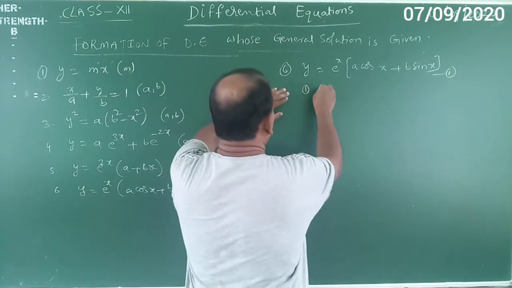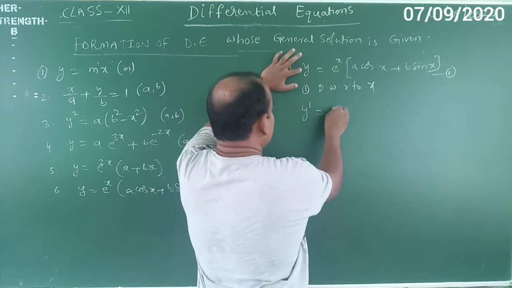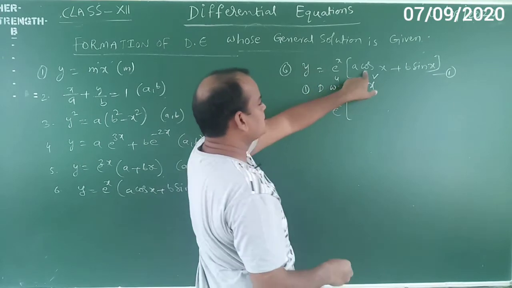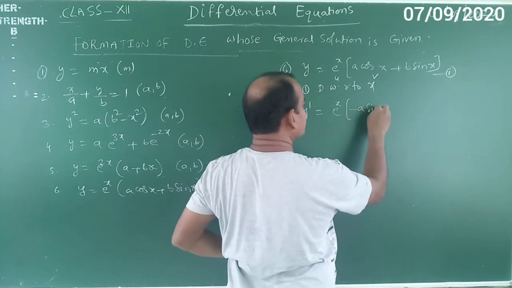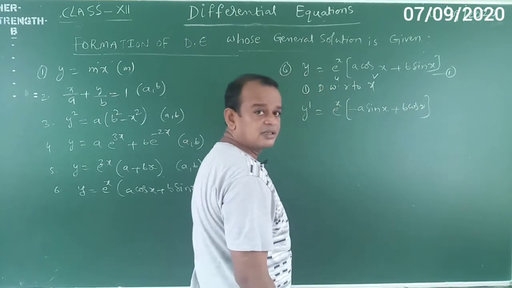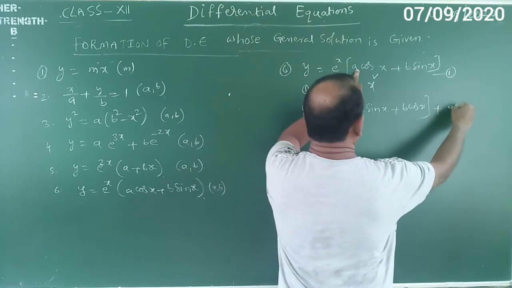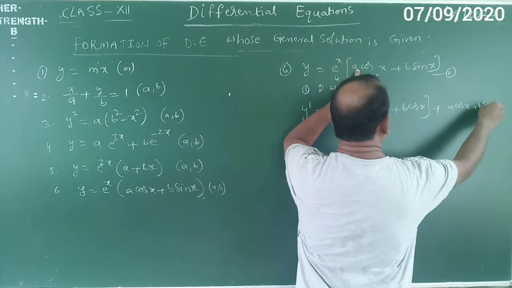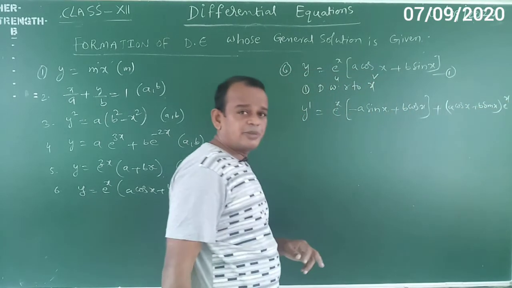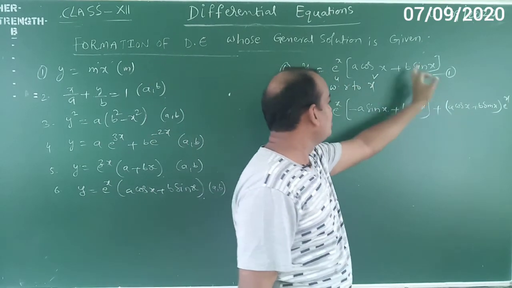Now, differentiate equation 1 with respect to x. y derivative y' is equal to, by the uv method, e^x into the derivative of (a cos x + b sin x). Cos x derivative is minus sin x, so minus a sin x plus b cos x. I hope that you understood or not? Plus (a cos x + b sin x) into e^x derivative, which is e^x. Okay, my dear students, uv method: u into derivative of v plus v into derivative of u.